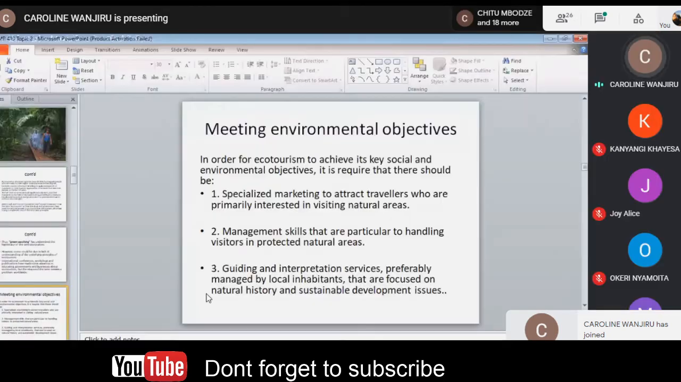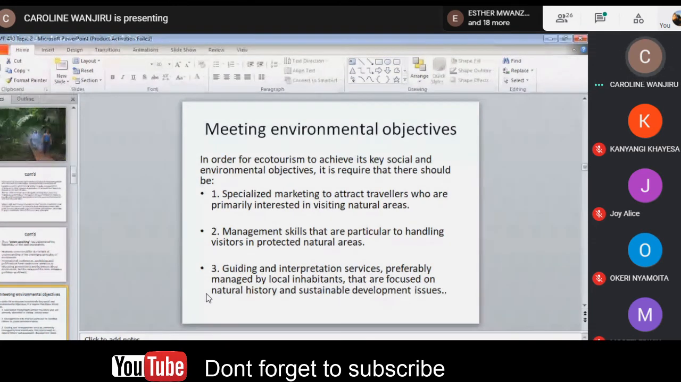So, meeting environmental objectives. In order for ecotourism to achieve its key social and environmental objectives, it requires, one, a specialized marketing to attract travelers who are primarily interested in visiting natural areas. As we saw, not everybody is interested in traveling to natural areas.